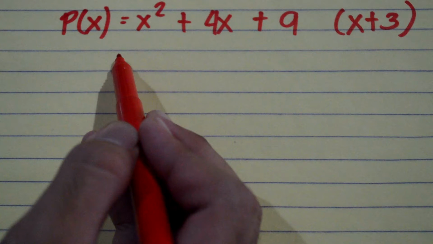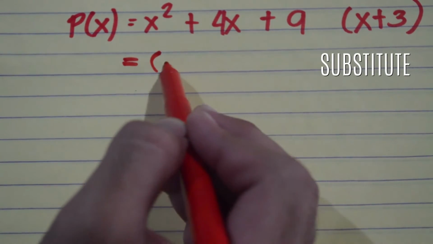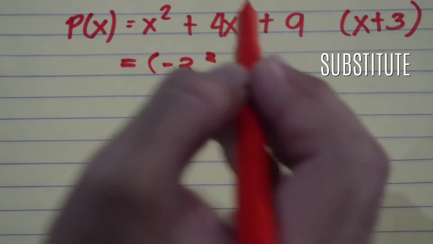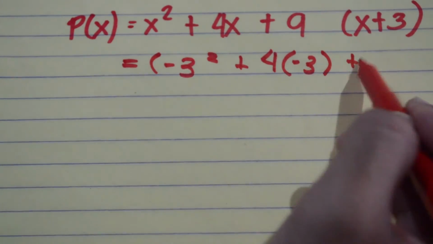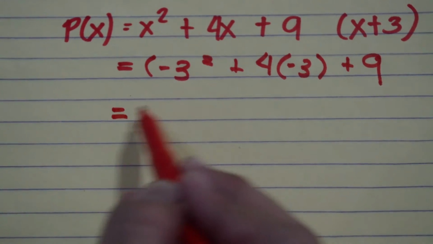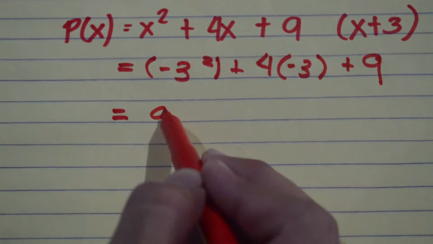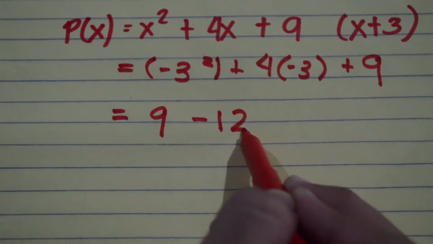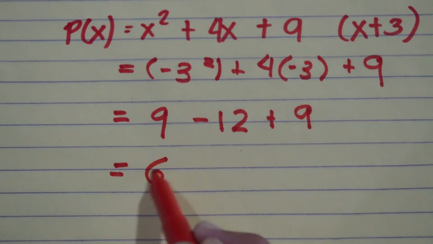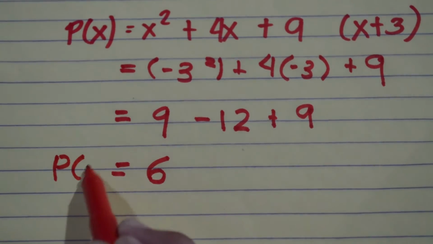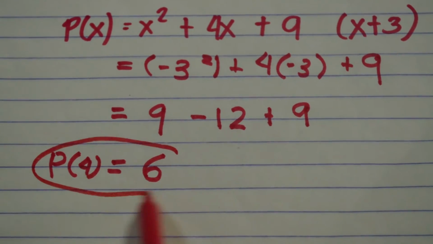So in our second example, we got p of x equals x squared plus 4x plus 9 divided by x plus 3. First step, substitute negative 3 for all the x variables. So you get negative 3 squared plus 4 multiplied by negative 3 plus 9. Get 9 minus 12 plus 9. 9 minus 12 plus 9 is equivalent to 6. So you get 6 as your remainder.